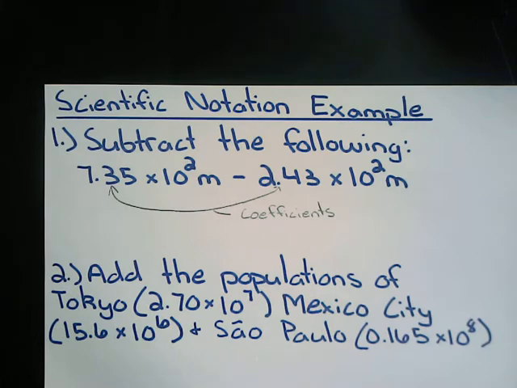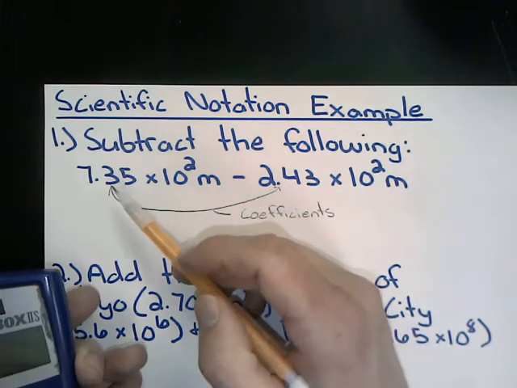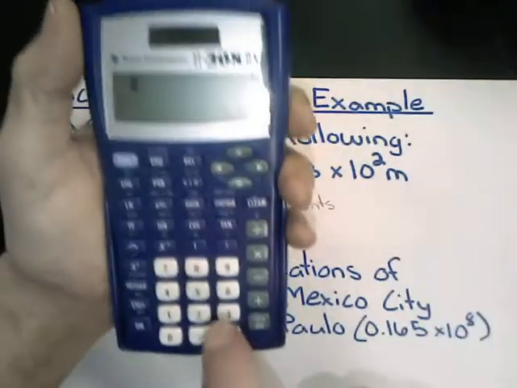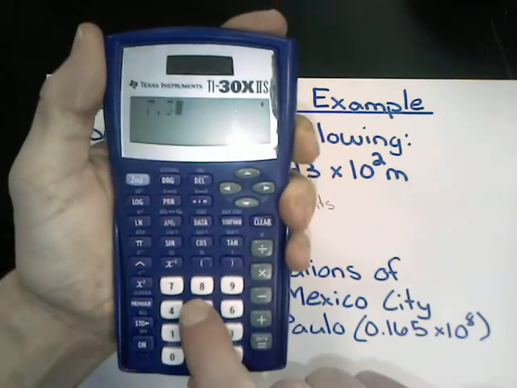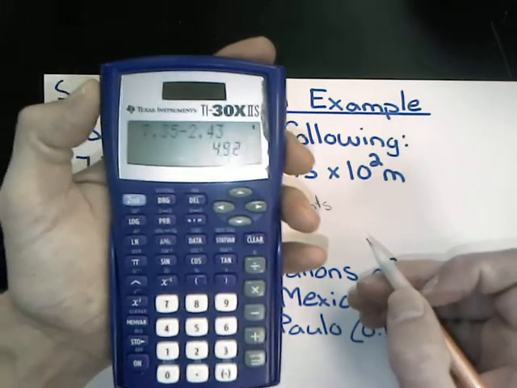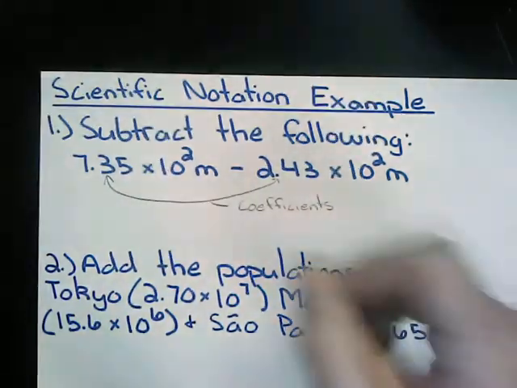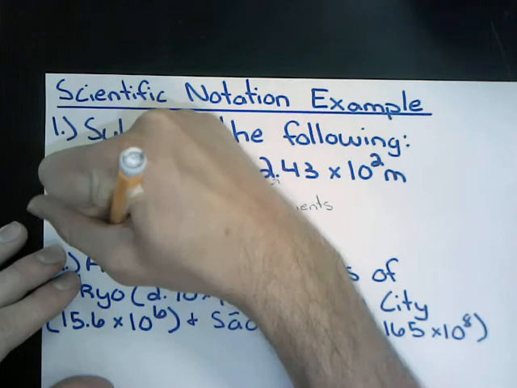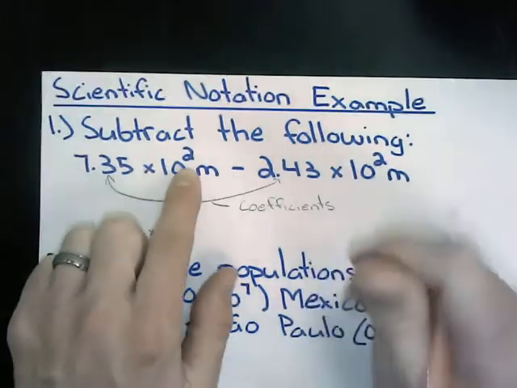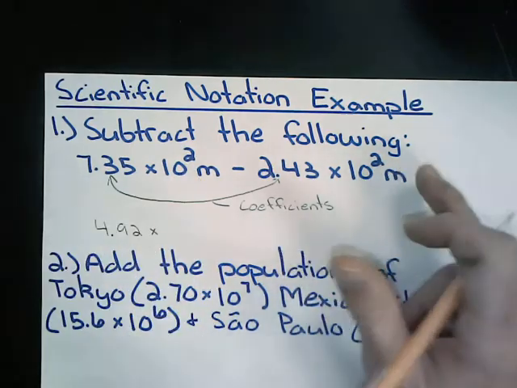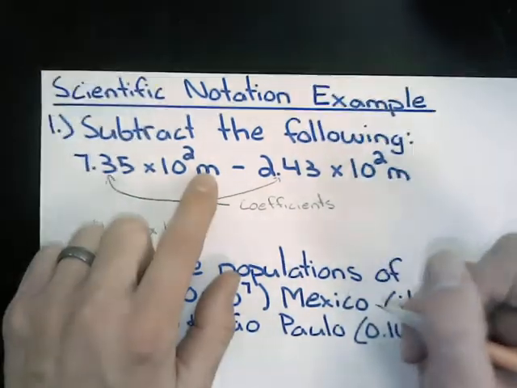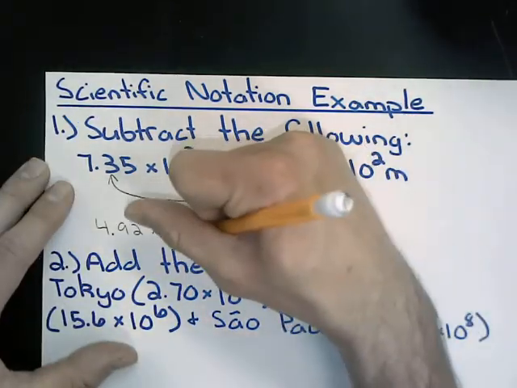So all we need to do here is take 7.35 minus 2.43. I hit enter, and I get a value of 4.92. And then what I have to tack on to the end of this is the same exponent and power that we have used. So it's times 10 to the second, and we can't forget about the unit. This was measured in meters.